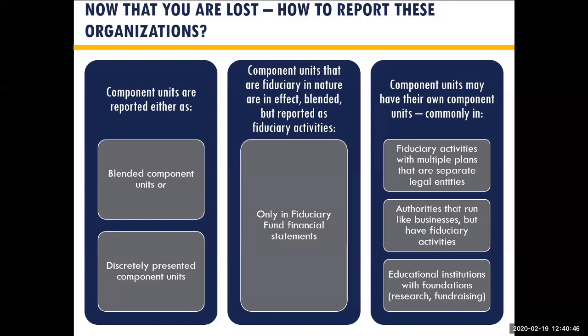Now, these fiduciary in nature component units, or FCUs, are essentially blended fiduciary funds, but they don't appear in the government-wide financial statements. We must be careful, as component units may have their own component units. As an example, a transit system may have a series of parking garages as their own component units, their own cost centers. But the transit system itself is a component unit of a state.